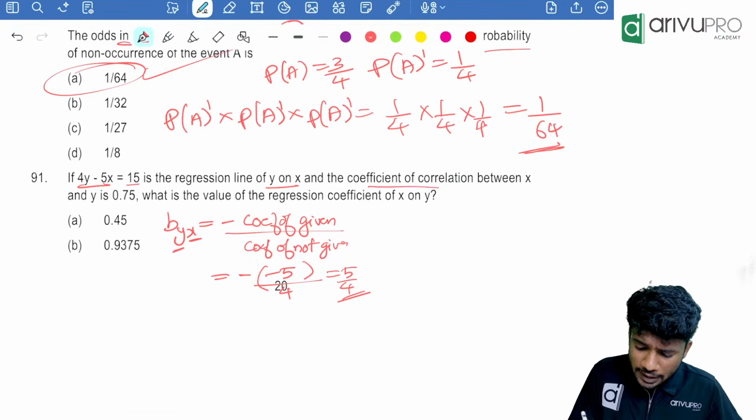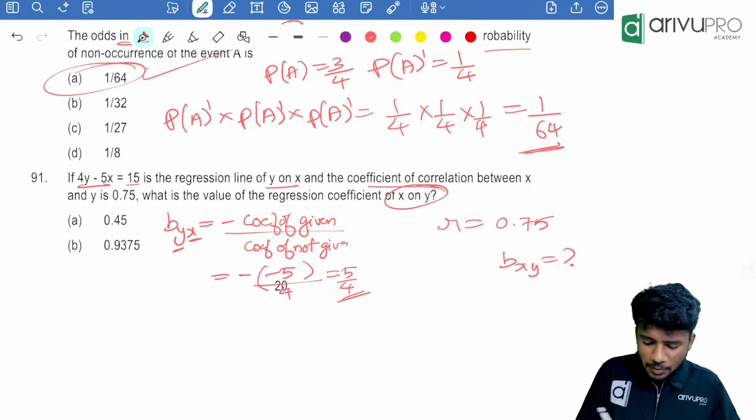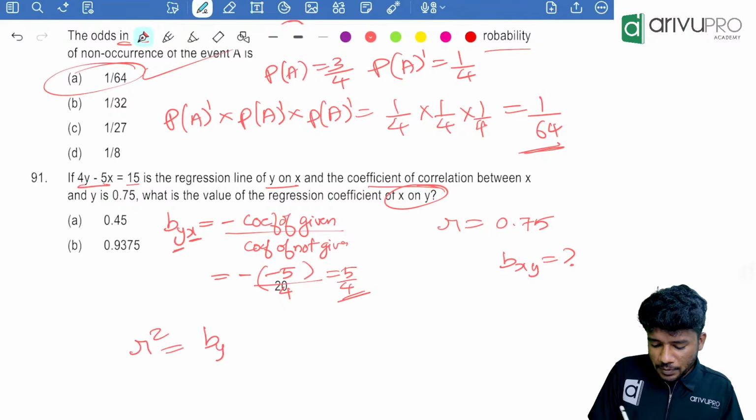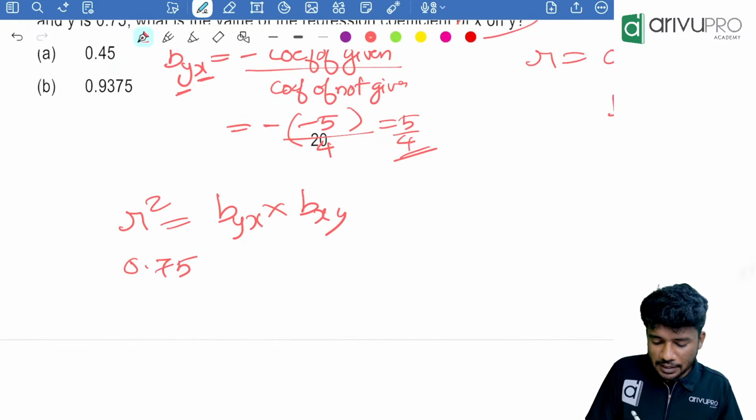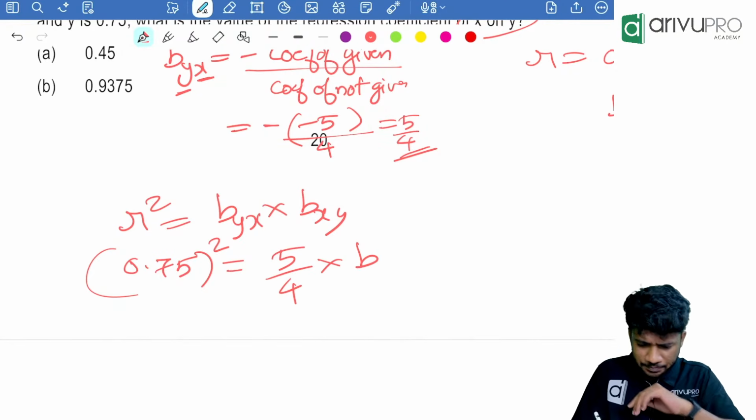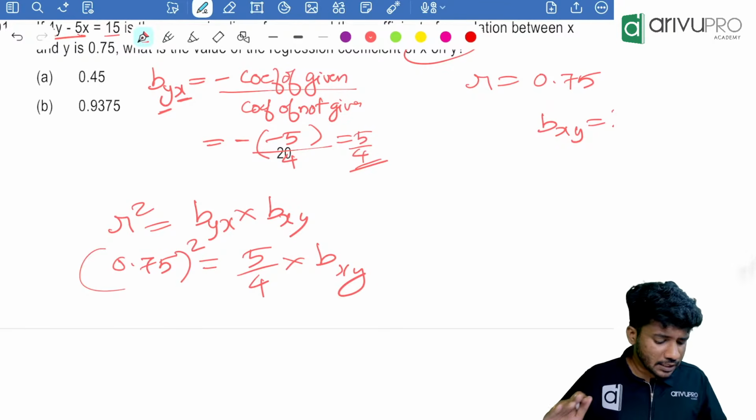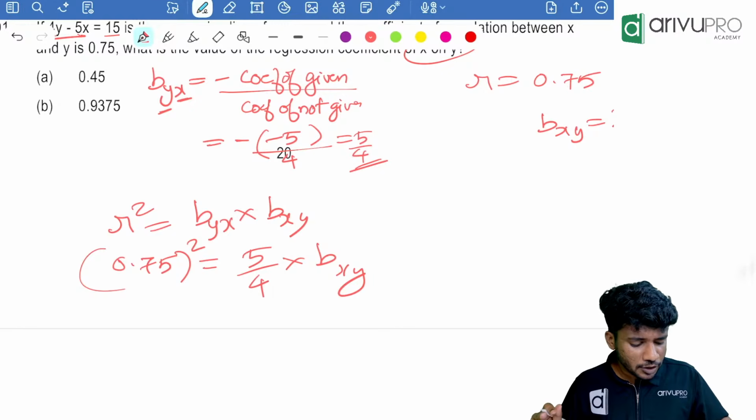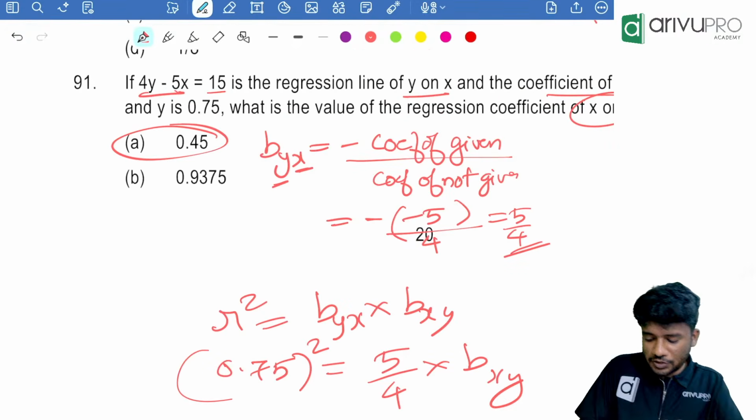Then what is given now? Correlation coefficient is given. r is equal to 0.75. We need to find the regression coefficient bxy. People, we know that r square is equal to byx into bxy. Put the values over here. That means 0.75 square is equal to 5 by 4 into bxy. Everyone take your calculator. 0.75 square multiplied with 4 divided by 5. Then bxy is how much? 0.45. Option A is your answer.